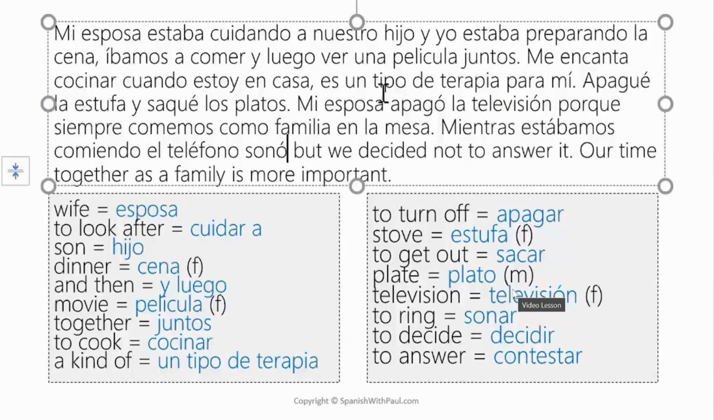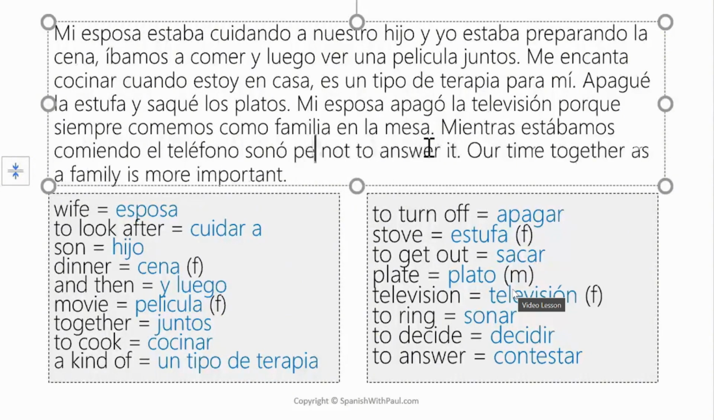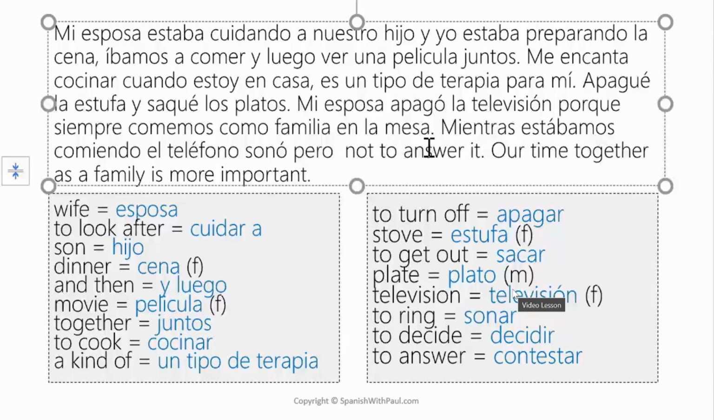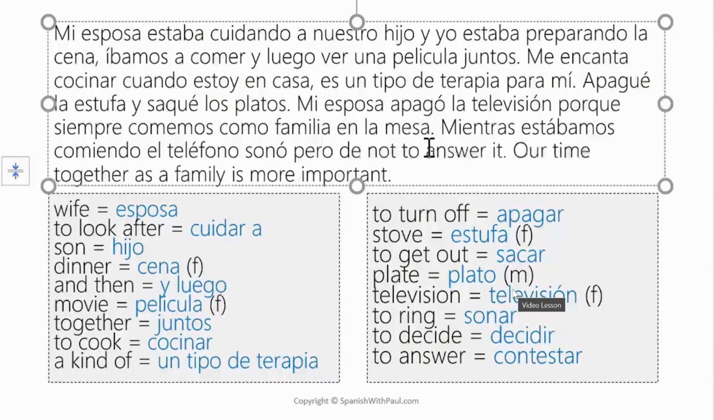Then another simple past because a decision was made. We weren't thinking about a decision, we made a decision. And there's the difference. But we decided. Pero decidimos. The verb is decidir. Not to answer it or to not answer it. No contestarlo.